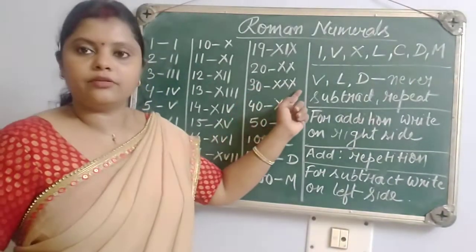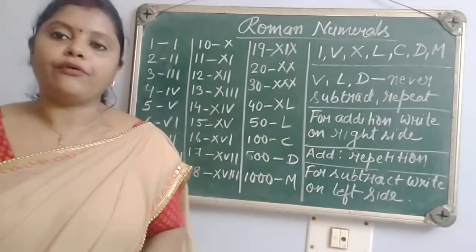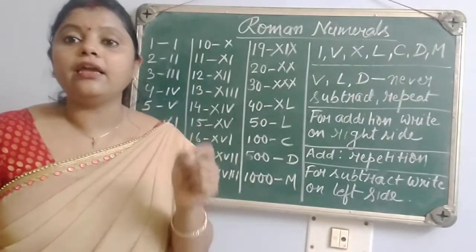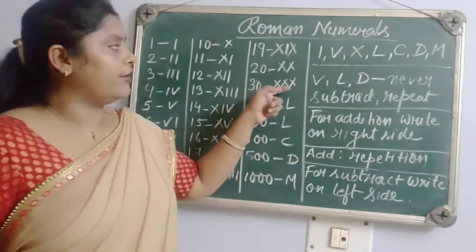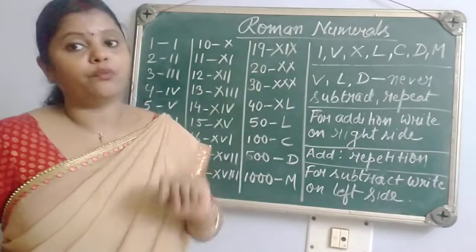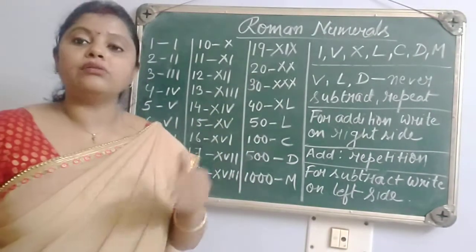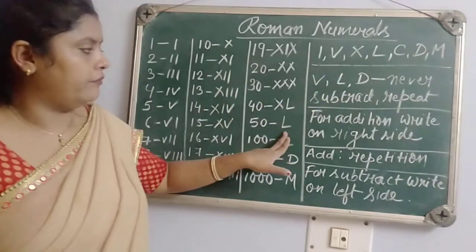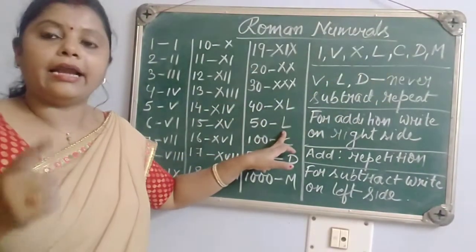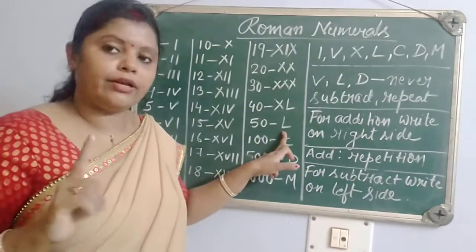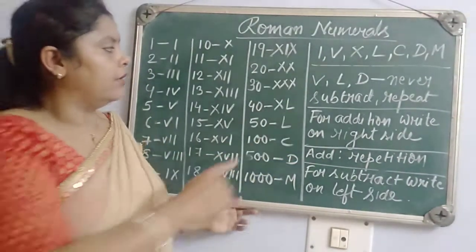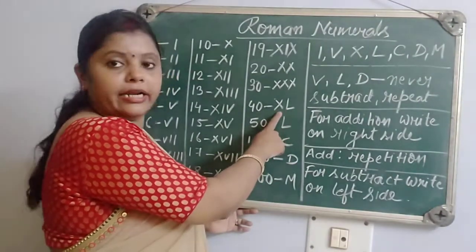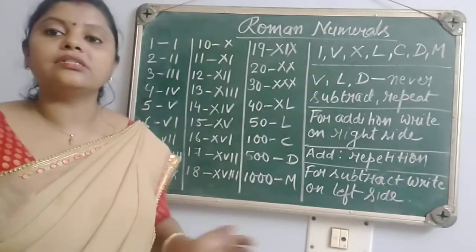Now for 30, 3 times X. For 40, now see what I have done. 40 means 50 minus 10. We can't write 4 times X. So what we have to do? We have to do subtraction now. We know that the symbol of 50 is L. If I subtract 10 from 50, we will get 40. So first what I have done? First I have written L for 50, and for subtracting 10, I have written X on the left hand side. So this is what we have to do.